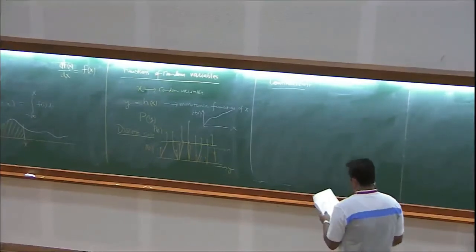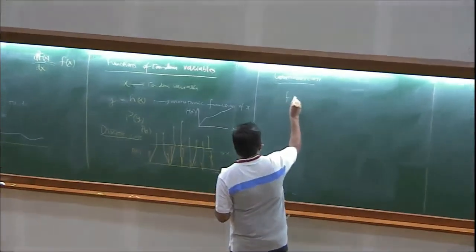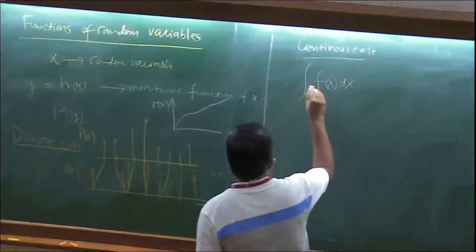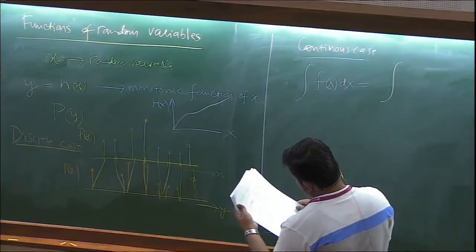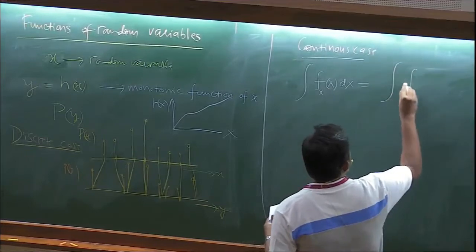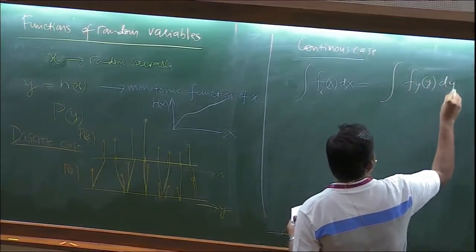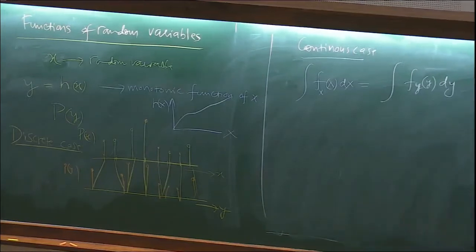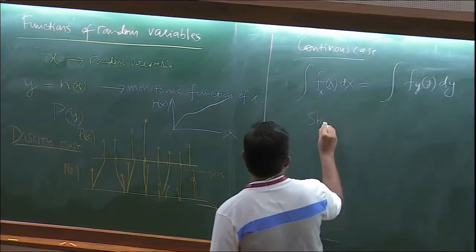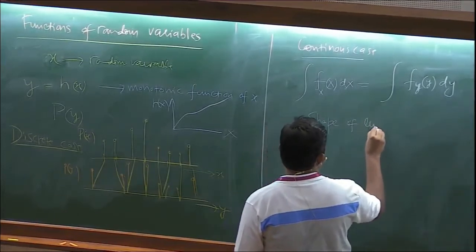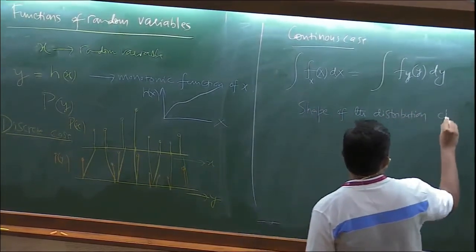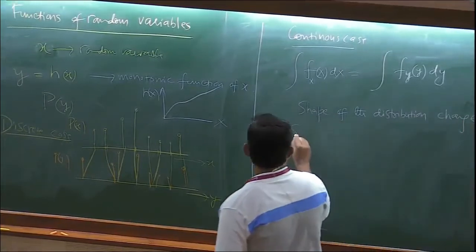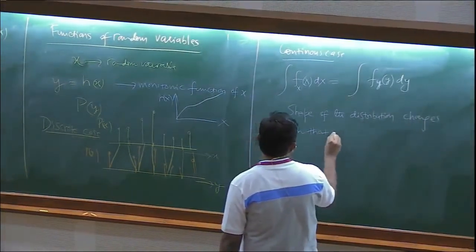In the continuous case, however, remember the probability density must integrate to 1 over all space. And that should be the same as the probability density for y. I put a subscript here. That should be preserved, right? And both should be equal to 1. So in this case, the shape of the distribution also changes such that the area is preserved.